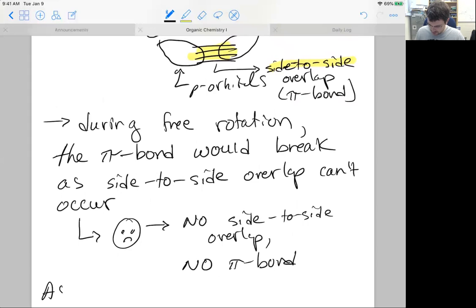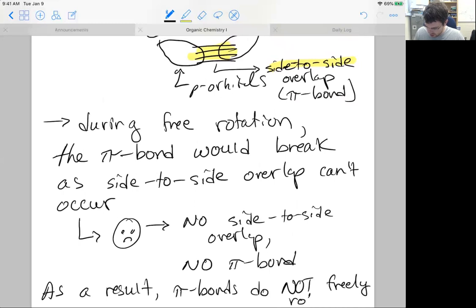As a result, pi bonds do not freely rotate. Pi bonds do not freely rotate. And that's an important concept to grasp, that for free rotation to occur, we must be able to rotate one atom with respect to the other one without breaking bonds and without disrupting orbital overlap.